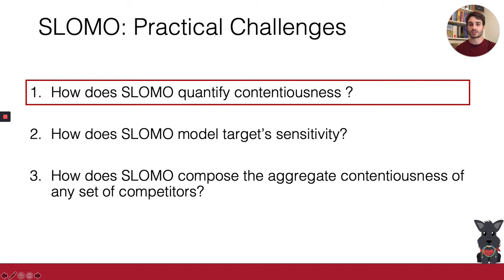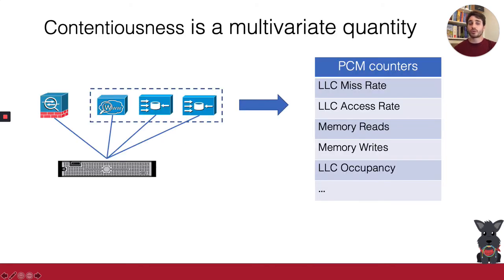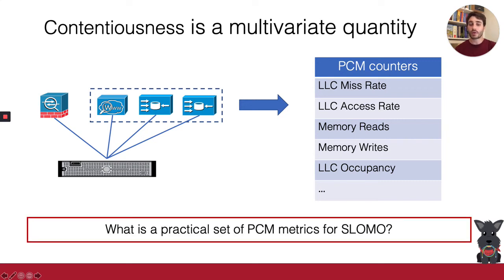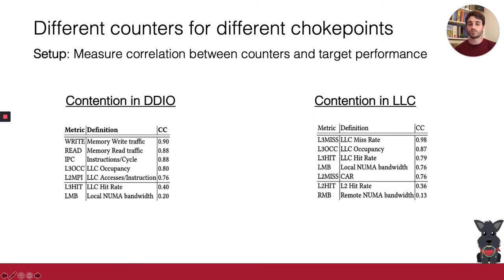Let us begin with the first challenge. We first look at how SLOMO quantifies the contentiousness of any mix of competitors. The existence of many independent sources of contention intuitively suggests that SLOMO should rely on more than one metric in order to measure their contentiousness, rather than a single metric like cache access rate. We identify an opportunity in using the PCM hardware counters, which can expose the competitor's resource utilization at multiple granularities through hundreds of candidate metrics. However, what would be a practical set of contentiousness metrics in the context of SLOMO? Overall, SLOMO uses less than 15 different PCM metrics to characterize contentiousness at all choke points.